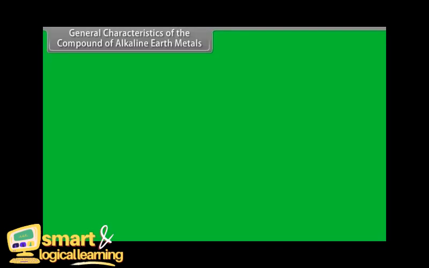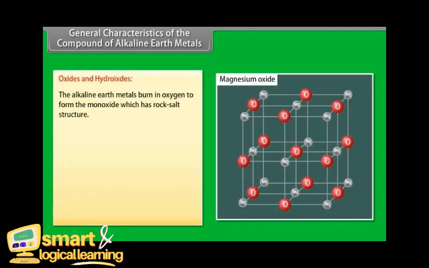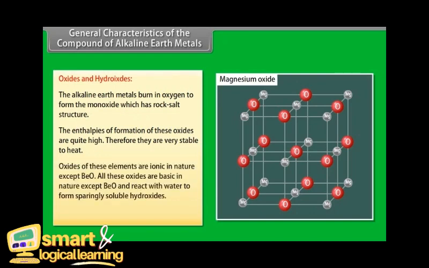General characteristics of the compounds of alkaline earth metals. Oxides and hydroxides. The alkaline earth metals burn in oxygen to form the monoxide, which has a rock salt structure. The enthalpies of formation of these oxides are quite high. Therefore, they are very stable to heat. Oxides of these elements are ionic in nature, except BeO.